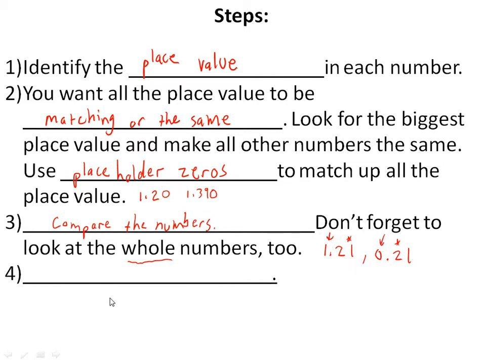Okay, and step 4 says place in order. Okay, make sure you pause this, get all these words copied down, read through this a couple times, make sure you understand the different steps, okay? Because now I'm going to show you an example problem.